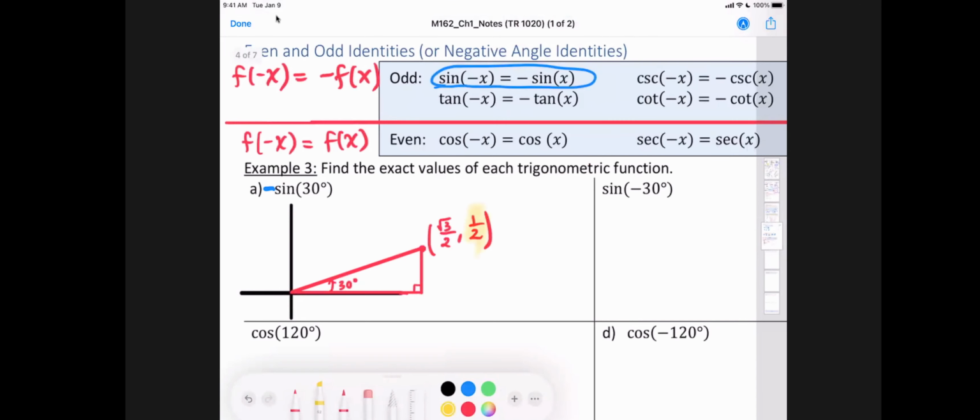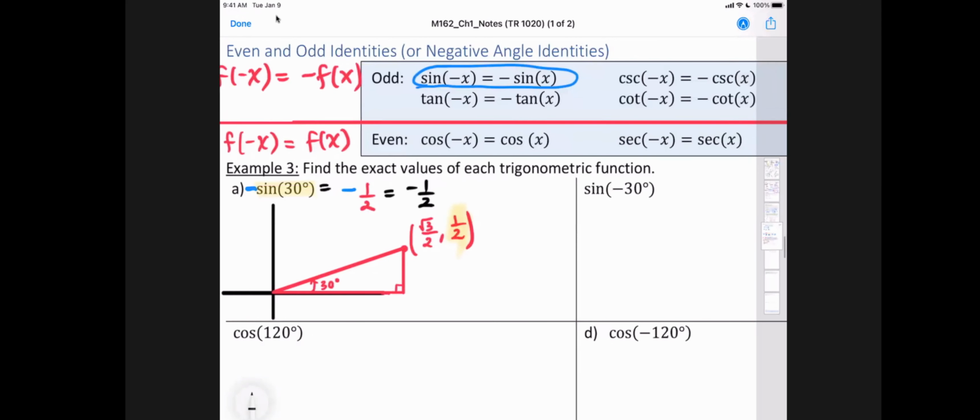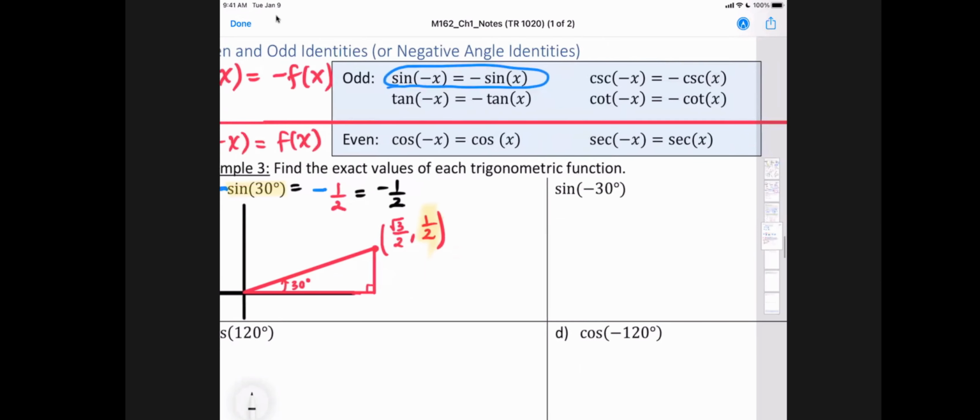So negative sine of 30 degrees is equal to, we still have the negative, and then the sine of 30 degrees is the 1/2. Okay, so this is coming out to negative 1/2 as a final answer. Versus, okay, let's look at sine of negative 30 degrees.